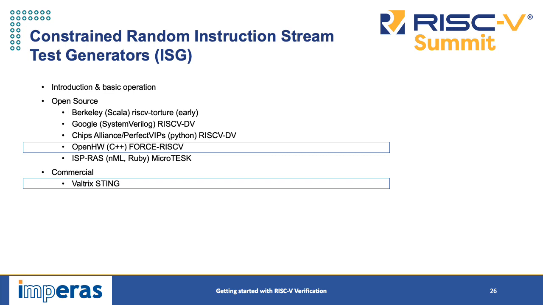Now, there's about four or five current test generators that a lot of people talk about. Google's is talked about a lot, as I said, they're presenting here. The RISC-V Torture one is quite old now. I'm going to talk a little bit about the Open Hardware and Valtrix. I should mention here, there is a paper at this conference on the ISPRAS one, that's the Institute for System Programming of the Russian Academy of Sciences, which is actually an interesting one with specification that's in nML and the programs are in Ruby. But now I'm going to talk about Force RISC-V and Valtrix.